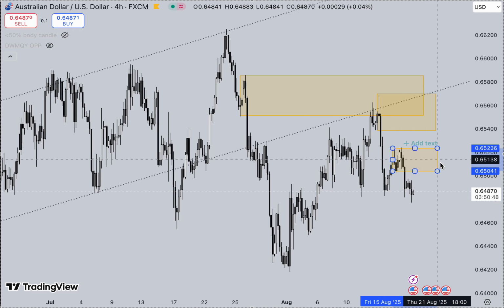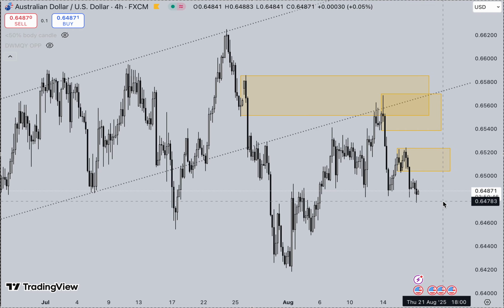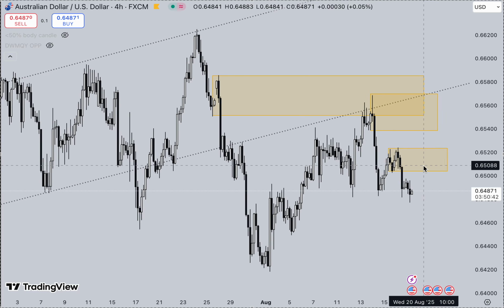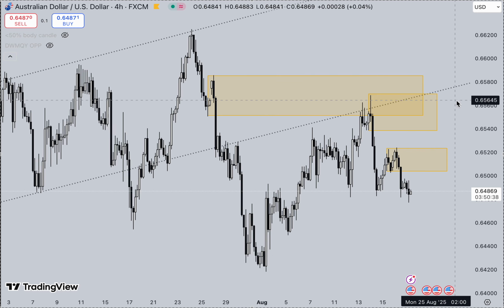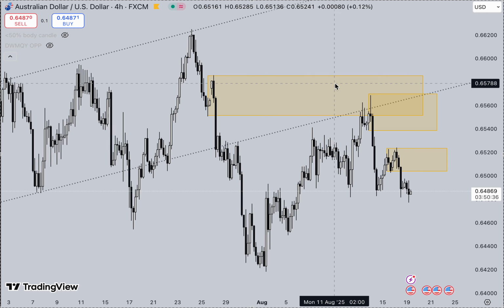Our job is just to be there once it starts to break the fractal structure and shows us its hand, so we can use it to take out this liquidity or this liquidity. So let's watch for what's going to happen. Okay, let's move on to NZD.